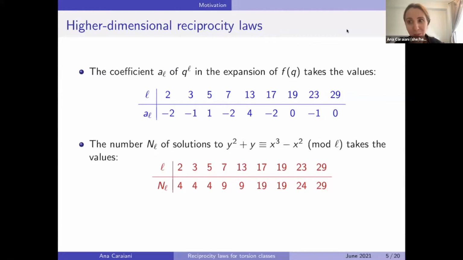So it turns out this just persists no matter how large L gets. You always get A_L equal to L minus N_L. So the coefficient of q in this expansion knows about this sort of error term, which is the difference between the prime and the number of solutions to the equation. So this isn't quite as clean as in the quadratic reciprocity setting, but it's still a way to generate the solutions.